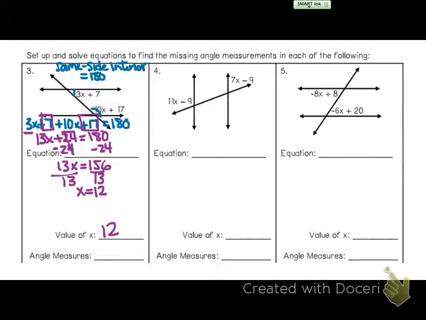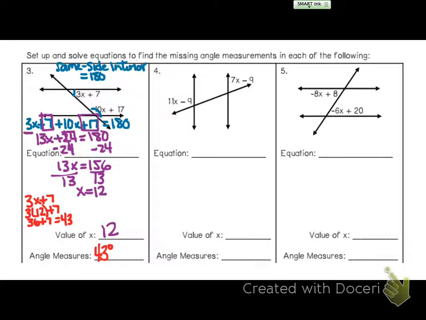So we have 3x plus 7. So 3 times x, which is 12, plus 7. 3 times 12 is 36, and 36 plus 7 is 43. So we have an angle measure of 43 degrees. Do we need to find a second angle measure?